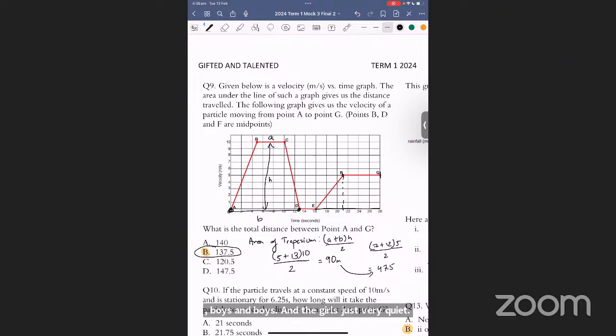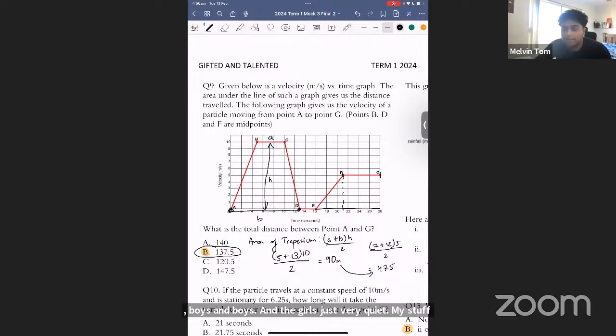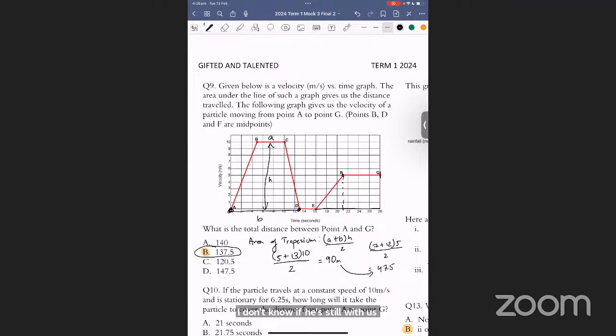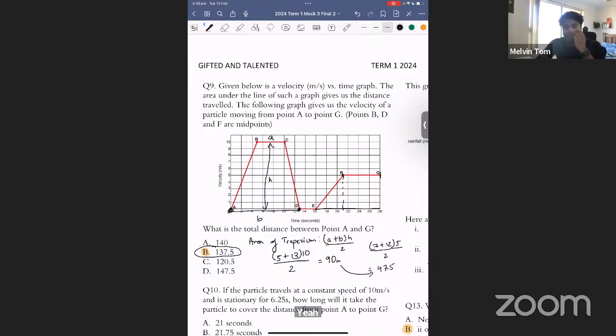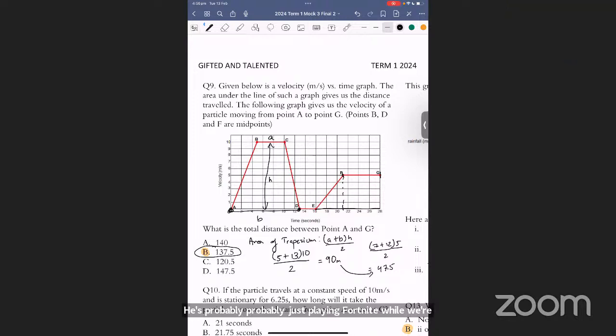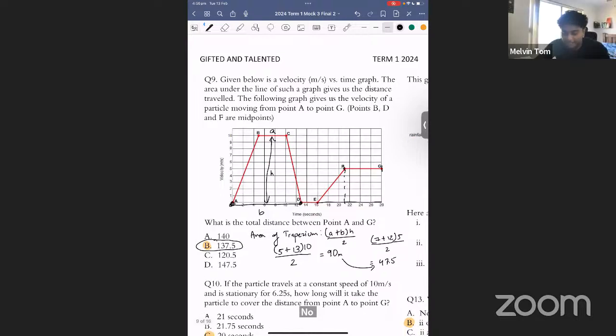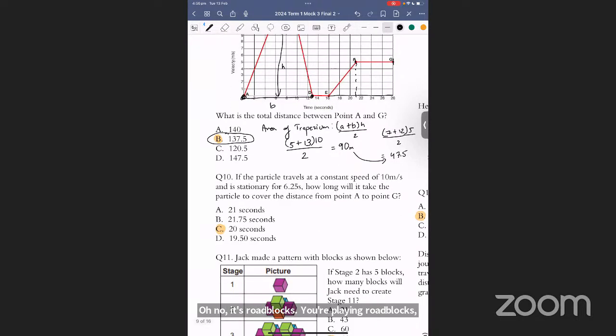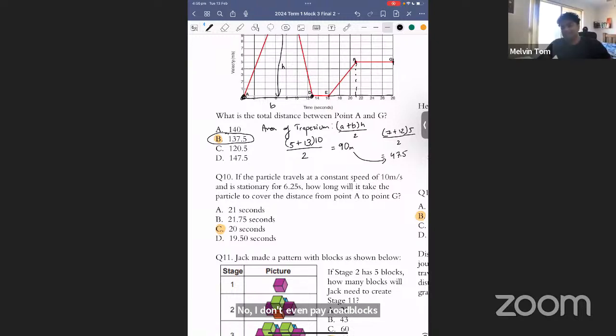And the girls are just very quiet. Mustafa's just gone completely missing. He's dark, no camera, no microphone. I don't know if he's still with us. He's probably just playing Fortnite while we're going through this question. Is he? No. Oh no, it's Roblox. You're playing Roblox, right? No, I don't even play Roblox. You seem a bit suspicious with your microphone and camera off for the whole class. I don't know, Mustafa.